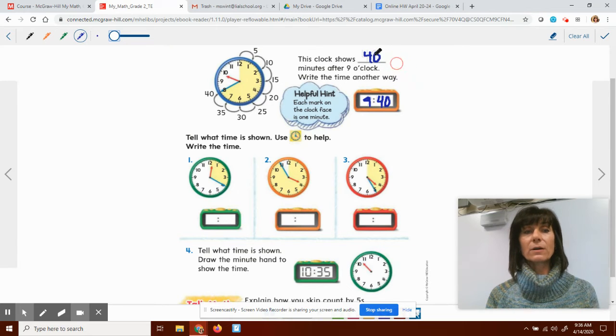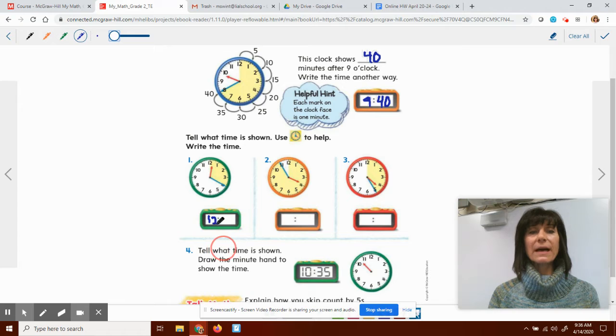Let's take a look at our other examples down below. It says write the time. As long as you can skip count by 5s, you are golden. You're going to do great with this because first I'm going to identify the hour. The hour in this case would be a 12. Then I need to skip count by 5. 5, 10, 15, 20.